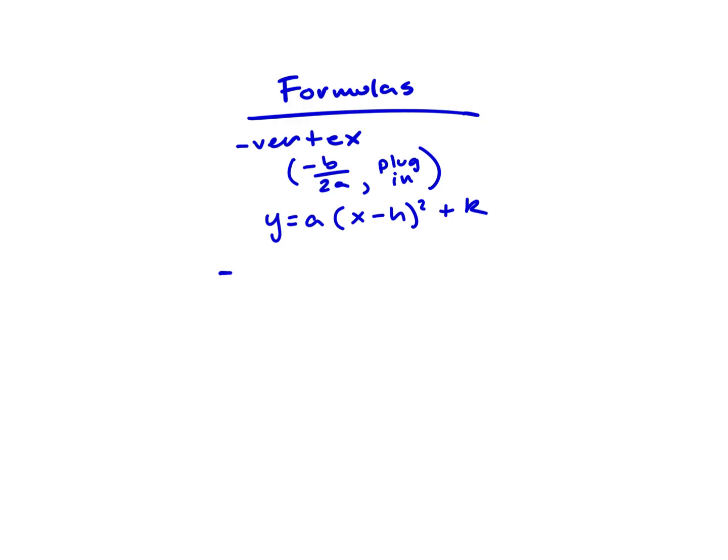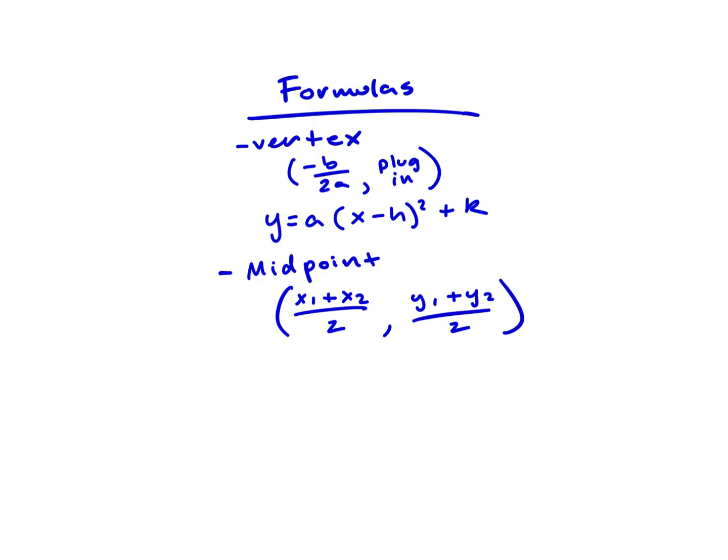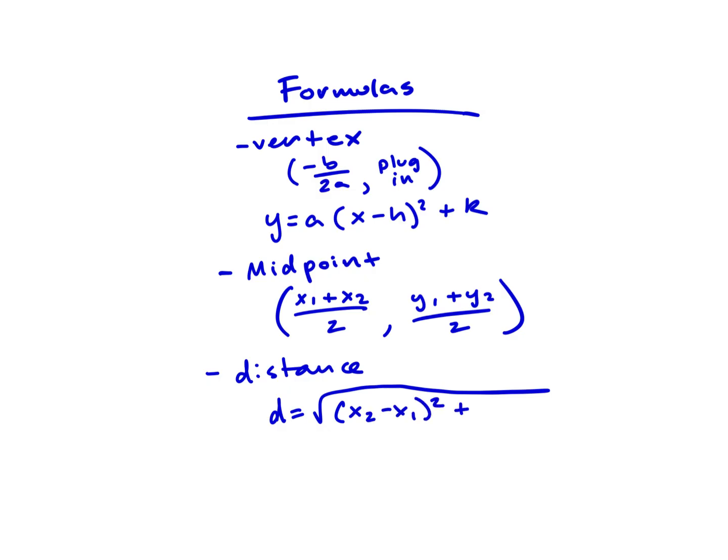You also need to know the midpoint formula. So it's the average of the x's and the average of the y's. So x1 plus x2 over 2, comma, y1 plus y2 over 2. You need to know your distance formula. So the distance formula is the square root of x2 minus x1 squared plus y2 minus y1 squared.